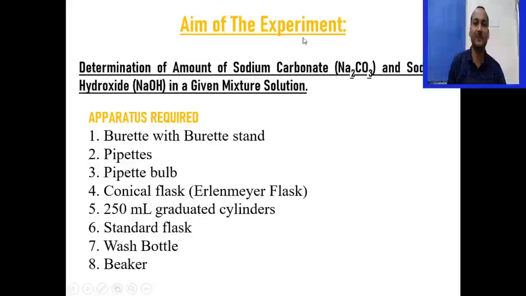The aim of the experiment is determination of amount of sodium carbonate and sodium hydroxide in a given mixture solution. So what are the apparatus required? We require burette with burette stand, pipette, bulb, conical flask, graduated cylinders, wash bottle and beaker.